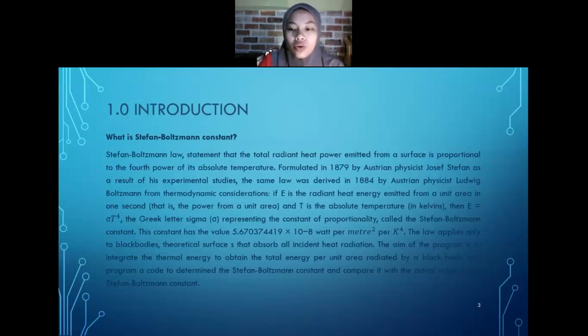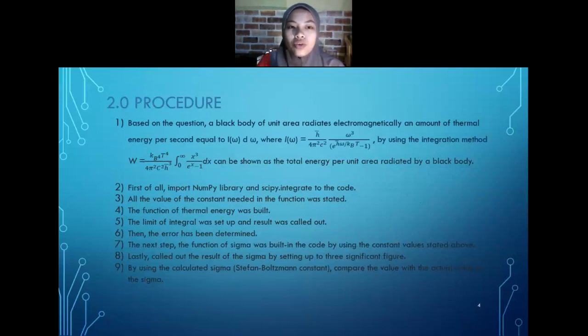After we all know this, we need to know the aim of this project. The aim of this project is to integrate the thermal energy equation to obtain the equation of the total energy per unit area radiated by a black body, and then we need to program a code to determine the Stefan-Boltzmann constant, and compare it with the actual value of the Stefan-Boltzmann constant. So we got to know the procedure of this project.